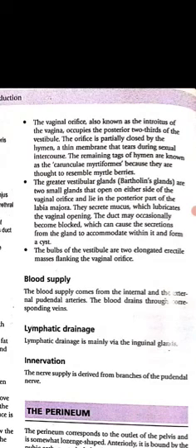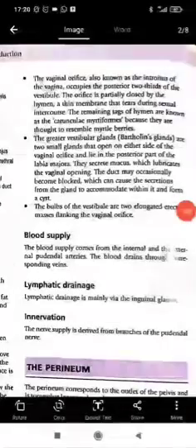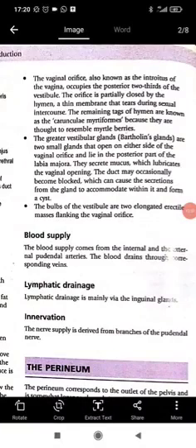It occupies the posterior two-thirds of the vestibule. The orifice is partially closed by the hymen. This is prior to initiation of coitus. But after that, the hymen gets torn with intercourse, and what is remaining is called carunculae myrtiformes. Carunculae myrtiformes, these are the remaining tags of hymen after intercourse. This is also a potential OBG question.